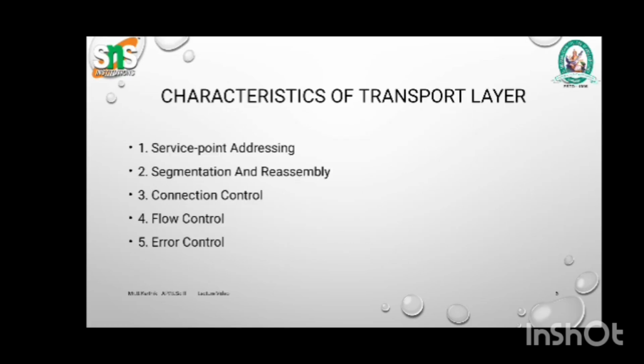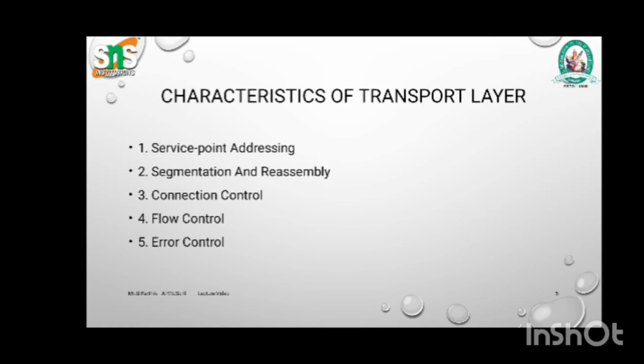Okay. Next, characteristics of the transport layer. There are five characteristics: service point addressing, segmentation and reassembly, connection control, flow control and error control. The very first one is service point addressing. Computers run many programs at once, so data is transmitted from one source to the destination, connecting not only one computer to another but also different processes.